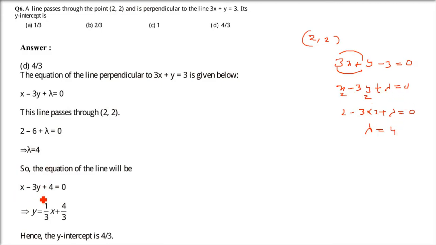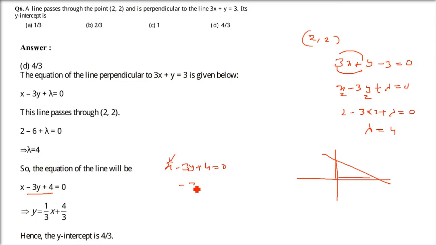So just put it here again in this line here. Now we have to find out the y-intercept. Either you write it as y equals mx plus c, where the c will be the y-intercept. It's general, we have already seen this.